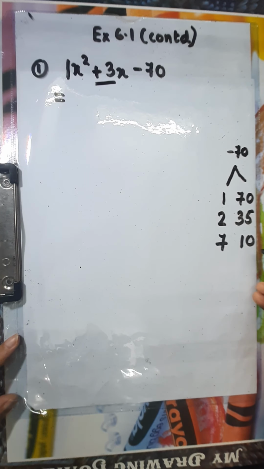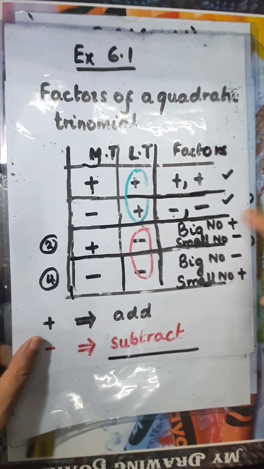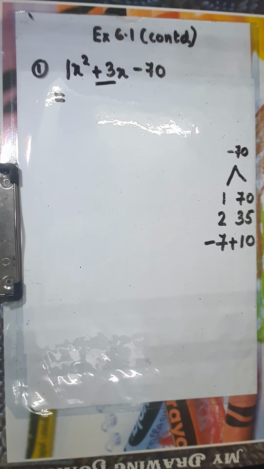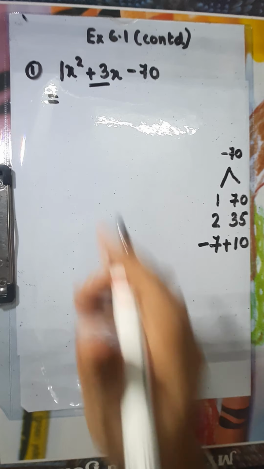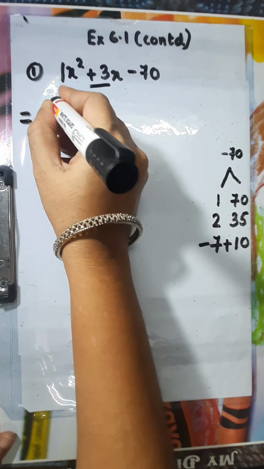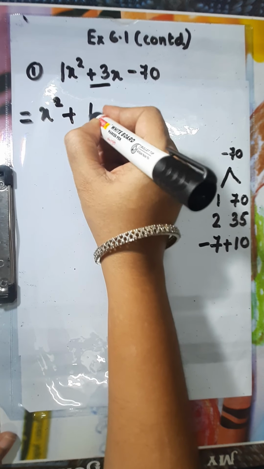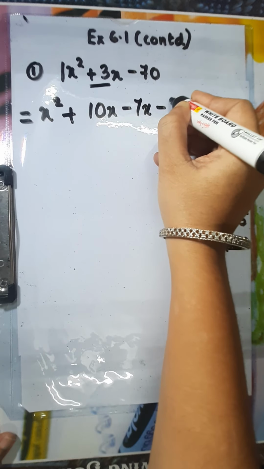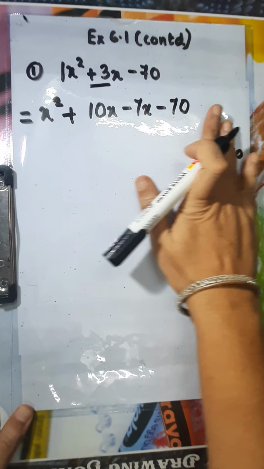Now let's take the signs. Okay, I showed you this. I told you, when the middle number is plus, the big number gets the plus sign and the smaller number gets the minus sign. Is this clear? My big number gets the plus sign and my smaller number gets the minus sign. So we can write the factors like this: x square plus 10x minus 7x minus 70.